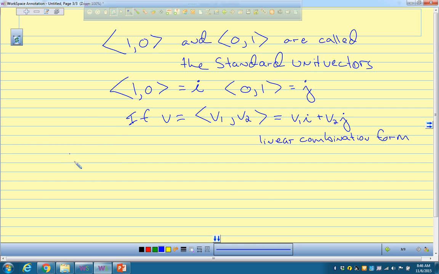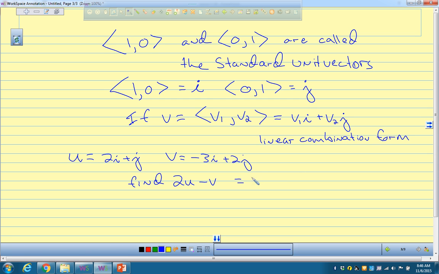So if u equals 2i plus j, and v equals negative 3i plus 2j, could you do a problem where they say find 2u minus v? All you do is you add up the x components and the y components.